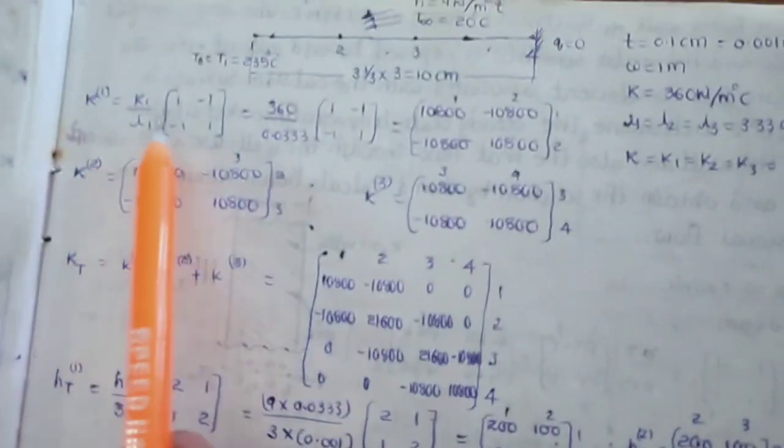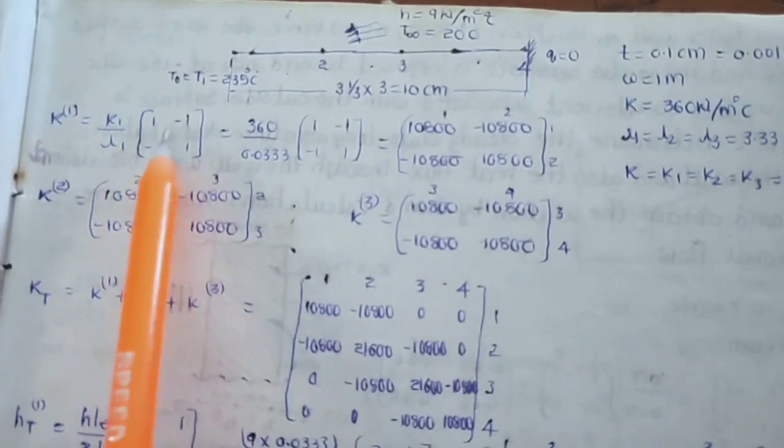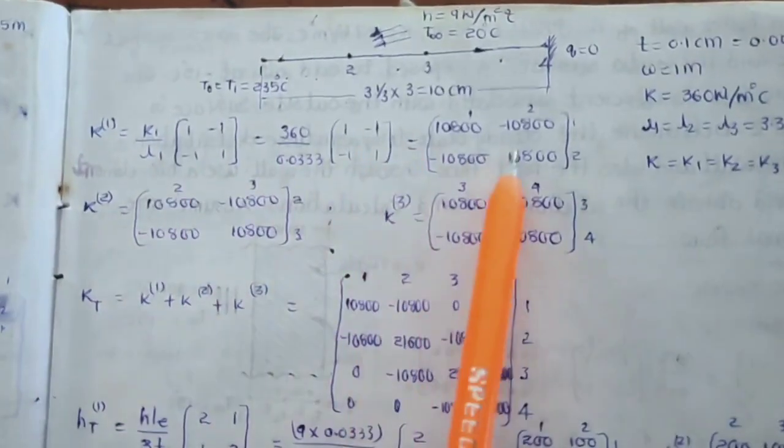Now come to here. Similar to the earlier case, you first have to find out the K. That is the KT. K1 by L1, 1 minus 1 minus 1. The same formula. You get the K1.